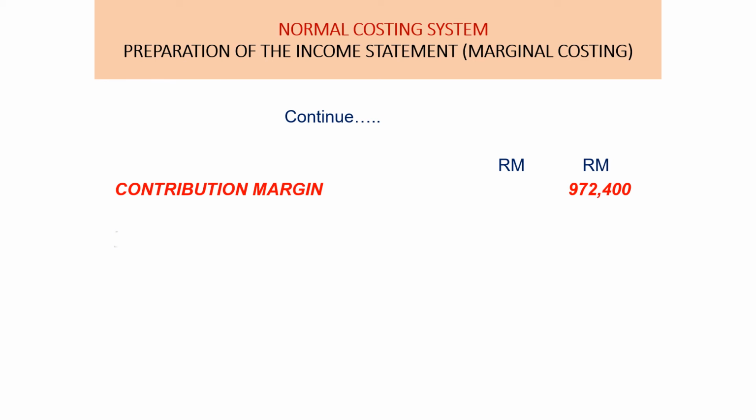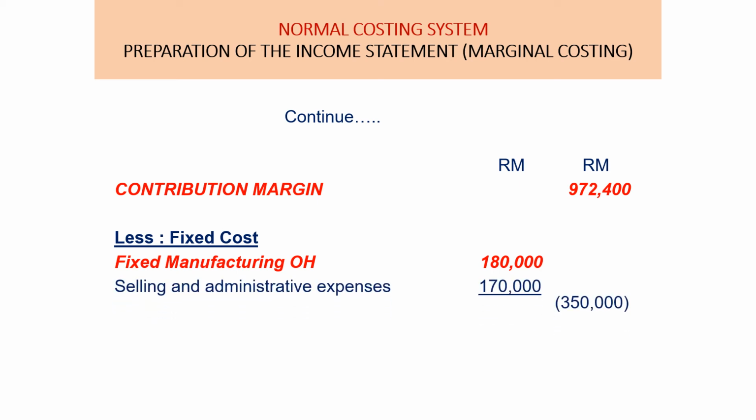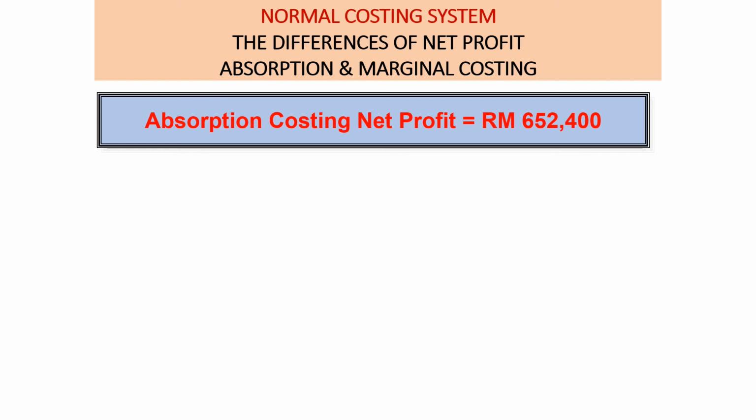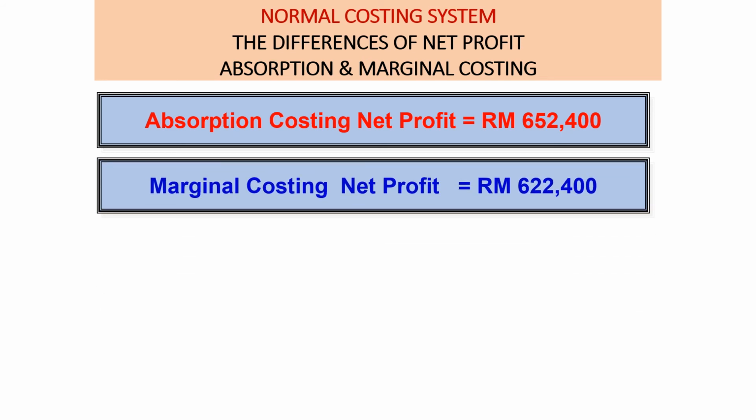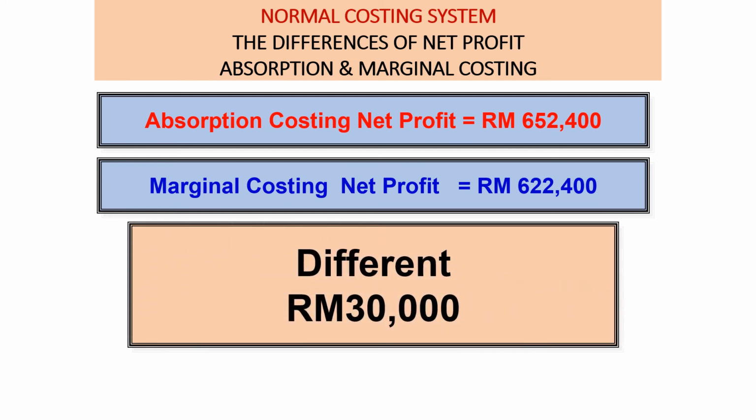And then you have to less the fixed cost. You have fixed manufacturing overhead 180,000, and selling and administrative expenses 170,000. So the total fixed cost is 350,000. Therefore, your net profit will be 622,400. So the difference of the net profit between absorption and marginal costing: absorption costing net profit is 652,400, and marginal costing net profit is 622,400. So the difference is 30,000.